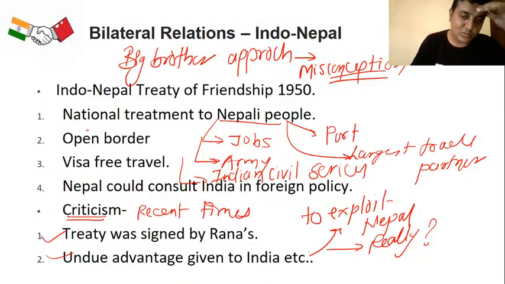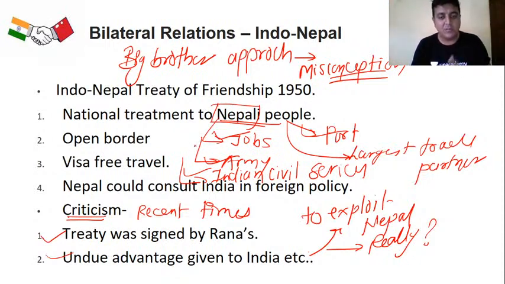Do you really think so? India is providing jobs, basically migration from Nepal to India. The Indian army provided them jobs. The Indian civil services provided them jobs. Along with that, the Indian army trained the Nepalese army. We are giving access to them. So don't you think it is more advantageous for Nepal than India?